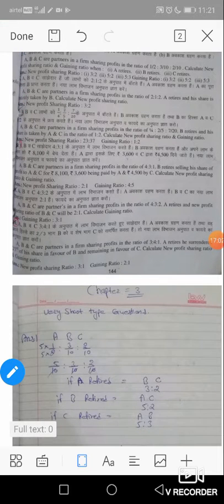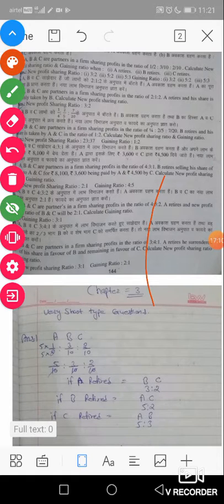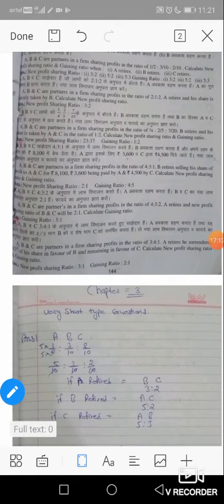Yes, this question was asked in the board exam 2017. The same numerical was asked. A, B, C are partners sharing profit in the ratio 4 is to 3 is to 1. B retires and B sells his share to A and C for rupees 8100, in which A pays 3600 and C pays rupees 4500. Calculate new profit ratio and gaining ratio.